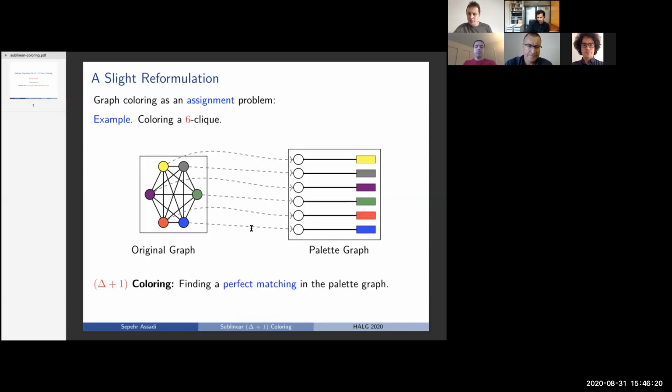And delta plus 1 coloring is basically the problem of finding a perfect matching in this complete bipartite graph. Let me call it a palette graph. When you find a matching, you just come back and color the vertices accordingly.